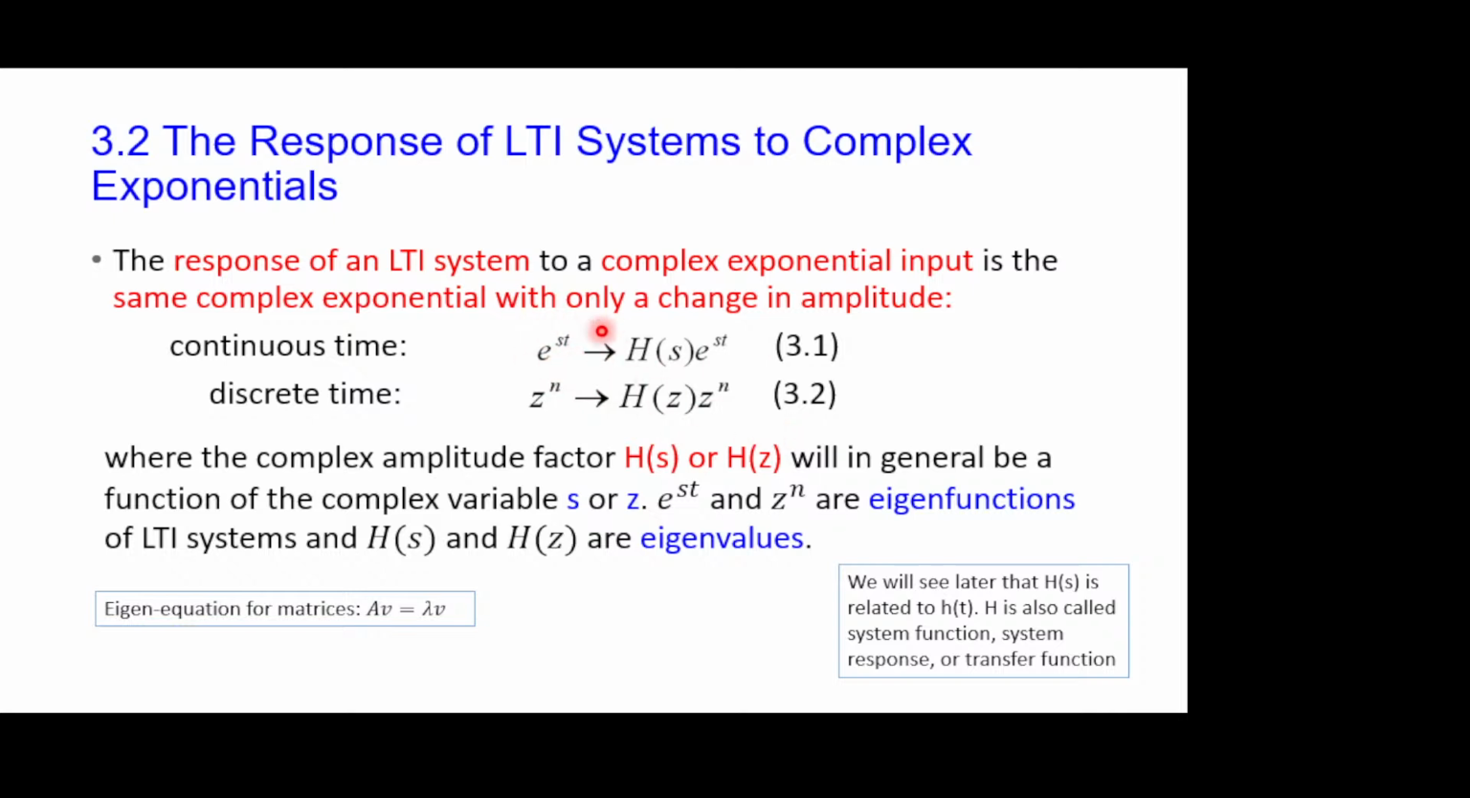So you put e to the st into any LTI system, and you get H of s times e to the st as the output. This H of s depends on your system. It looks very similar to your small h of t, and they are actually related. For now we will not talk about the relation too much, but in chapters 4 and 5, we'll see that the big H is very closely related to the small h, and you can change back and forth.